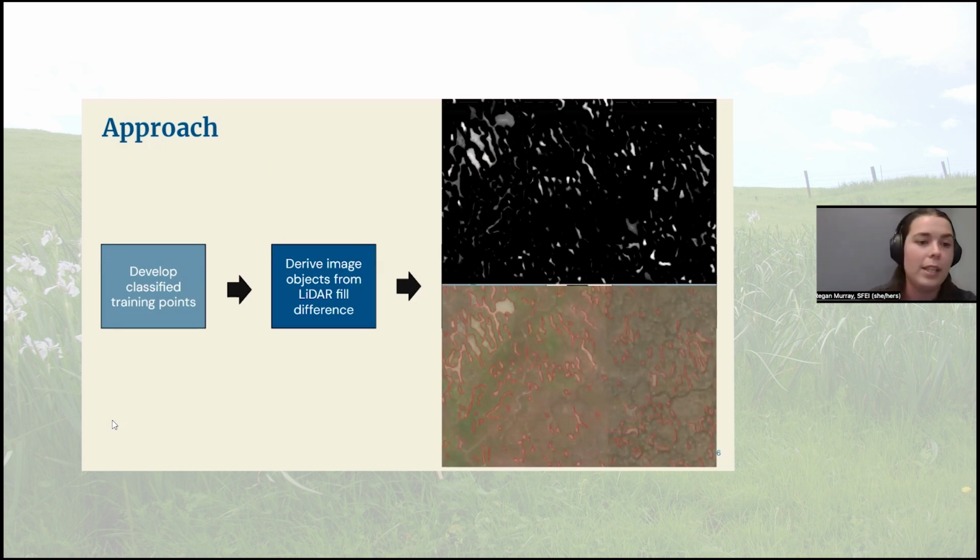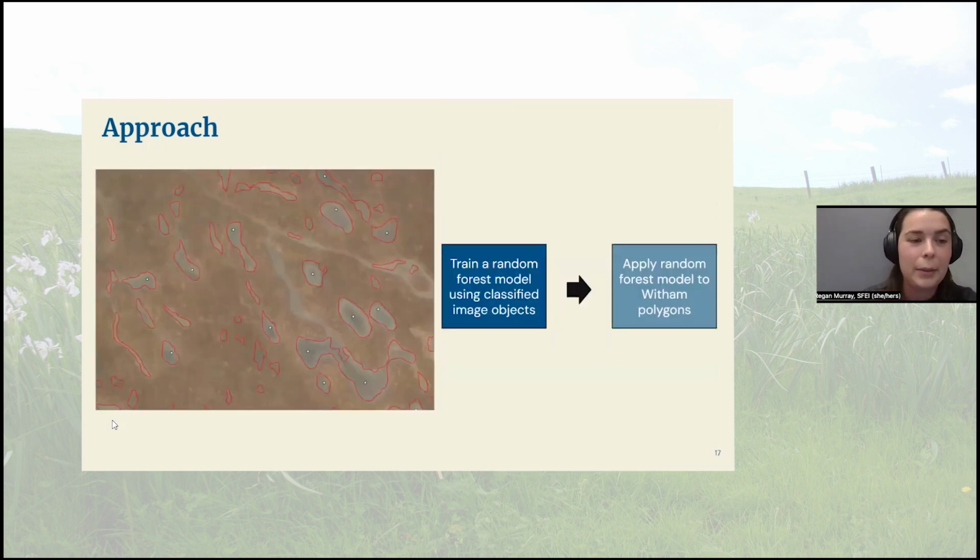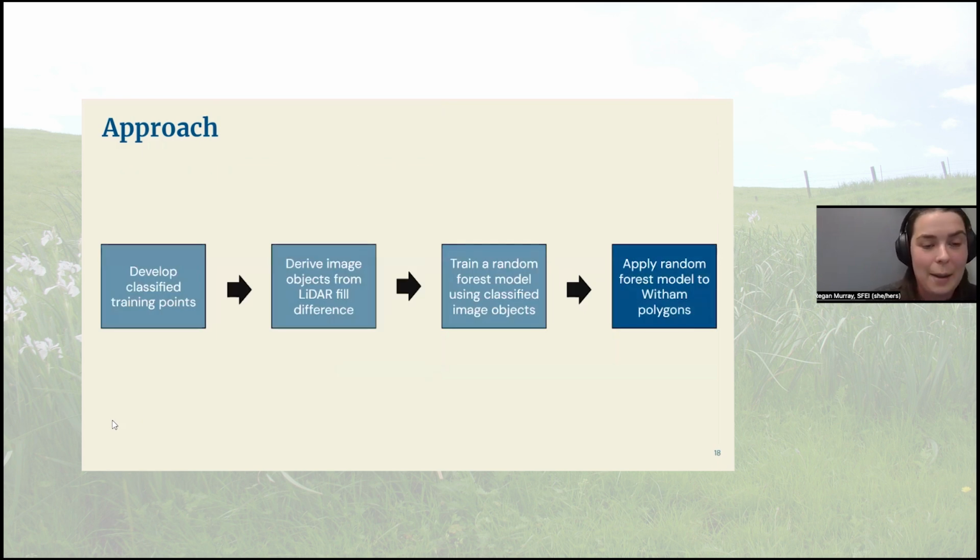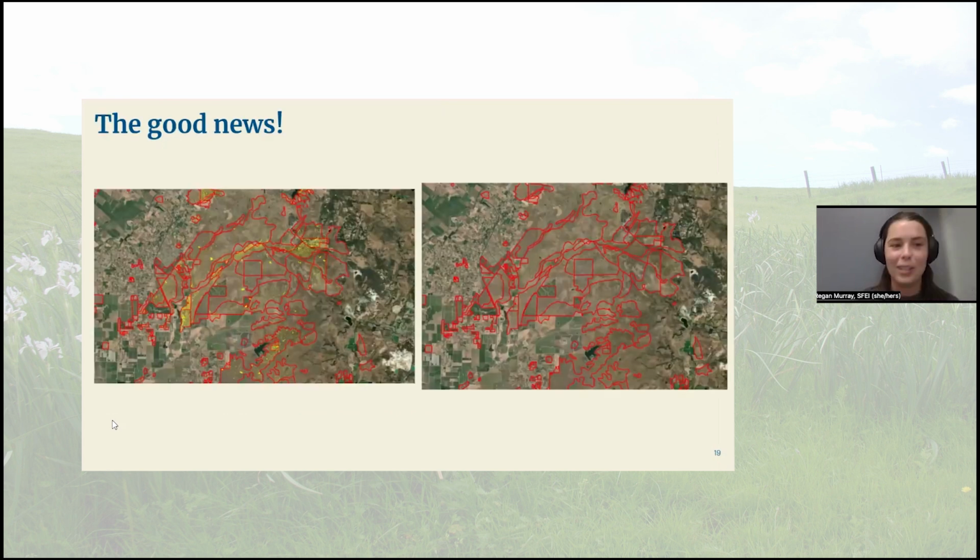And with that, we paired those objects with the training points. Basically we have this polygon that we derived from the LiDAR fill difference, and now we put this point on top and say, this is a vernal pool or this is not a vernal pool. And that left us with the final step and also leads us to the good news. We applied the random forest model across the Carroll-Witham polygons and got to the good news, which is that we now have individual vernal pool data across the Central Valley.